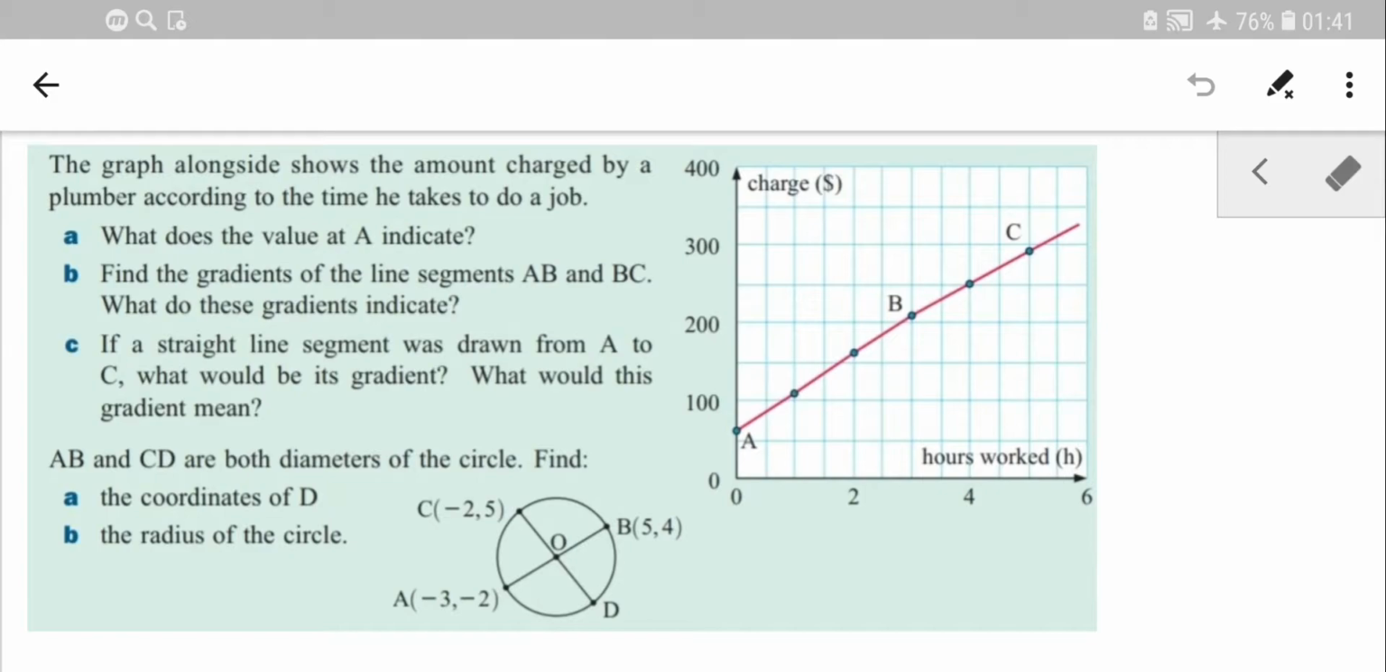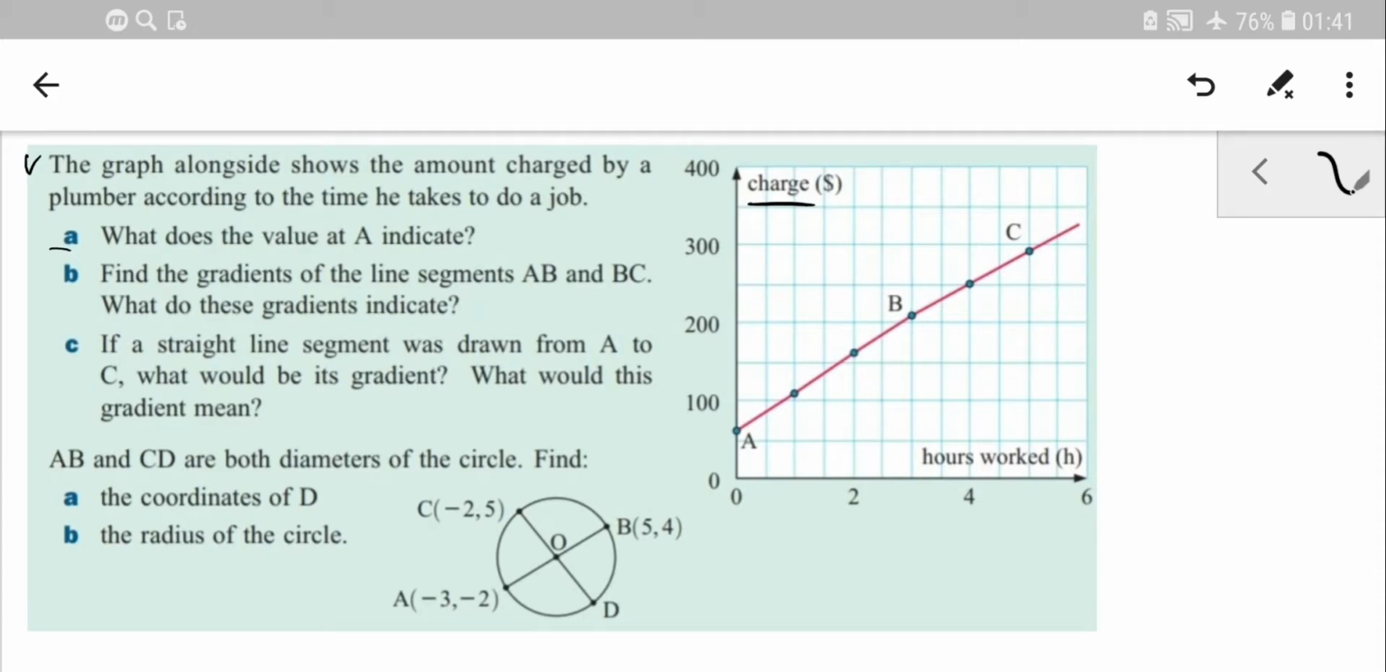Alright, so this one is about the graph. The graph alongside shows the amount charged by a plumber according to the time he takes to do a job. Basically, how much the plumber charges according to the time worked. So the first question: what does the value A indicate?